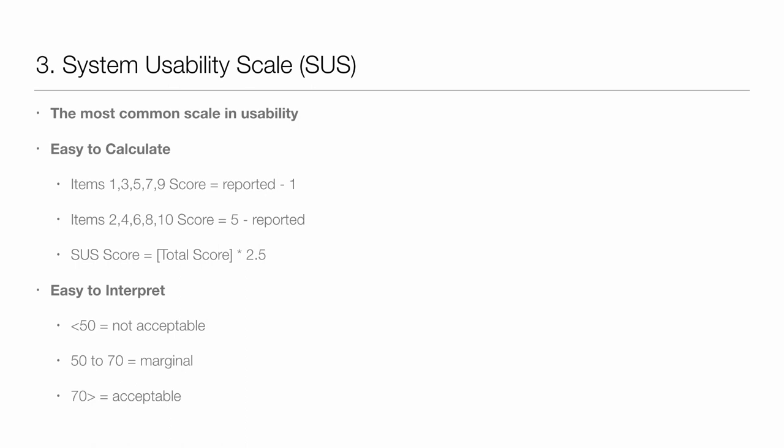You need to use an Excel spreadsheet, which is not too difficult. If you don't know how to do that, comment below and I'll make a video showing you how to do that. Anyway, for the total score, you add all those new numbers up, times that by 2.5, and you have your SUS score out of 100.